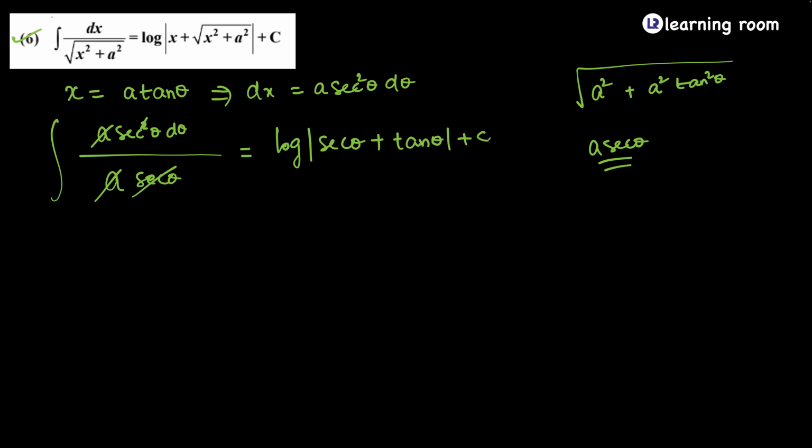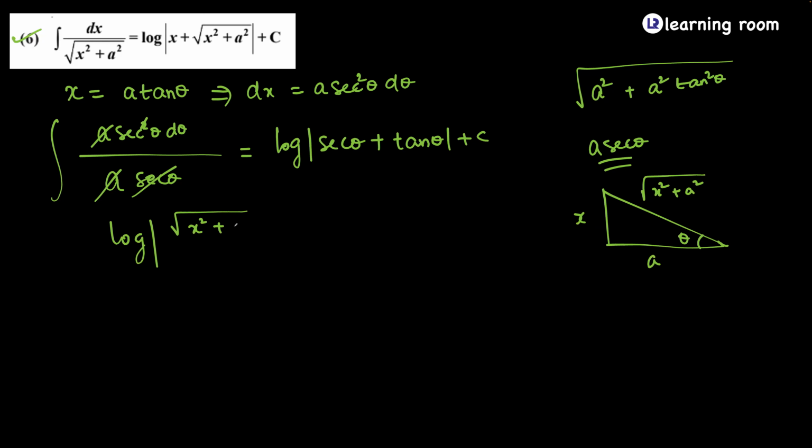All right. So again, take the triangle. If this is theta, so tan theta is how much? It is x by a. Tan is opposite divided by adjacent. So the hypotenuse will be root of x square plus a square. Am I right? So what will the answer be? Log of, what is secant theta? Secant theta is root of x square plus a square by a, because it is hypotenuse divided by adjacent.